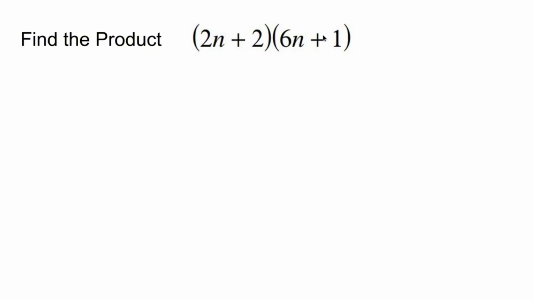When you multiply a binomial times a binomial, you use a process called FOIL. That stands for first, outer, inner, last. Basically, you go to the first term, 2n, and distribute that to both of these. So my first is going to be 2n times 6n, my outer is going to be 2n times 1, my inner is going to be 2 times 6n, and my last is going to be 2 times 1.